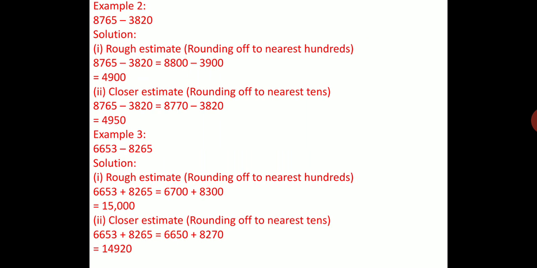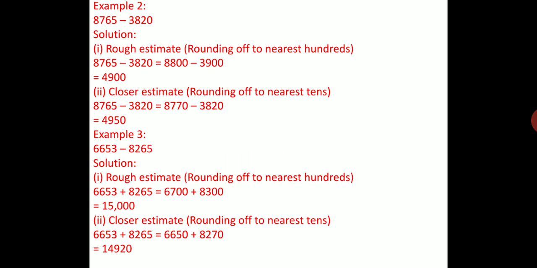So the nearest 100 to 6,653 is 6,700, and the nearest 100 to 8,265 is 8,300, and the total answer comes as 15,000. Now 15,000 is the answer. Second part, the closer estimate to the nearest tens. Now 6,653 plus 8,265. I am doing the nearest tens. So 6,653's nearest tens is 6,650, and 8,265's nearest tens is 8,270.